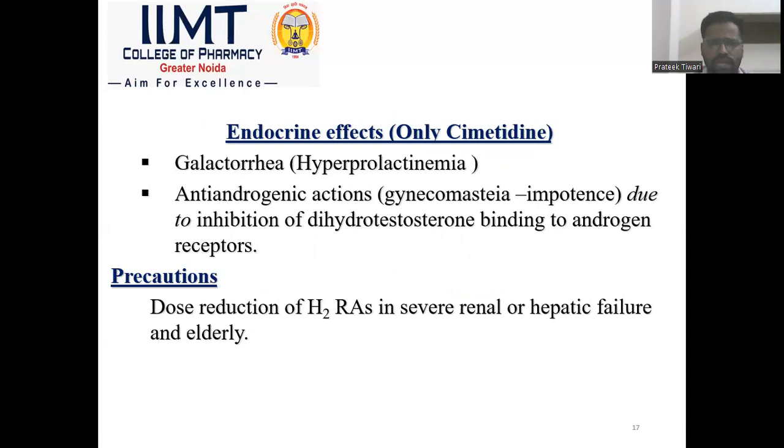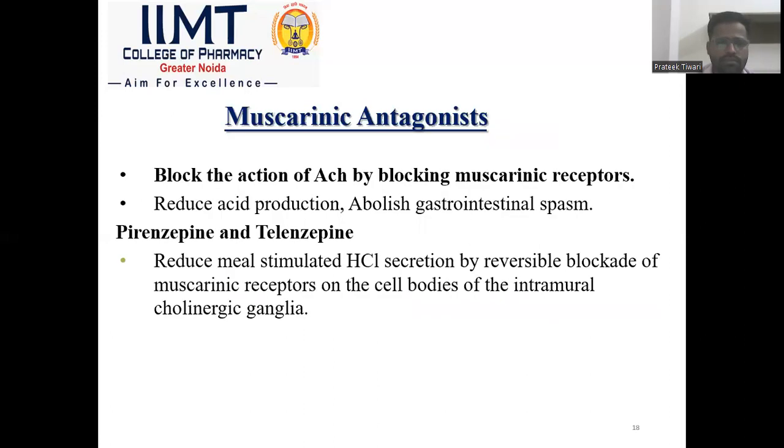Although cimetidine is very effective in case of peptic ulcer, we are not using that due to its side effects. It causes hyperprolactinemia, and second, the major reason we don't use it is its anti-androgenic action. It causes gynecomastia. Okay. There are several precautions. Dose reduction of H2 blockers is needed in severe renal and hepatic failure and in elderly patients.